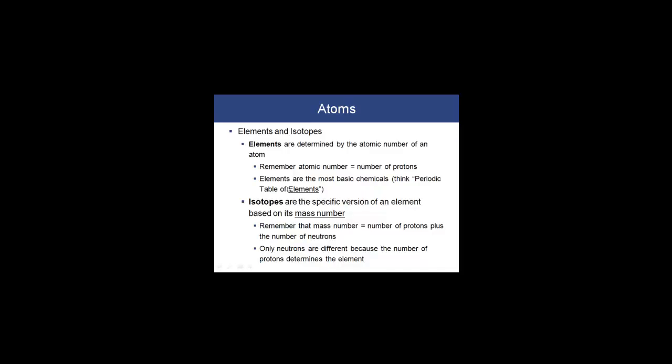Alright, let's go back to elements and isotopes. Elements are determined by the atomic number of an atom. And if you remember, the atomic number represents the number of protons found within the atom. And we find that elements are the most basic chemicals. And again, if you think back to the periodic table of elements, those are all elements. Let's look at isotopes. An isotope is a particular version or variant of an element based on that mass number.